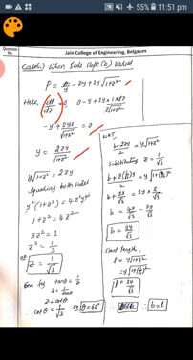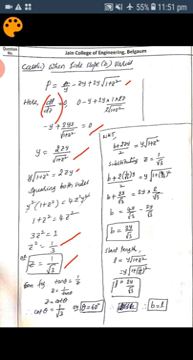Then finally you'll get this one. So squaring on both sides, when you square it, you'll be getting z square is equal to 1 by 3, or z equal to 1 by root 3.